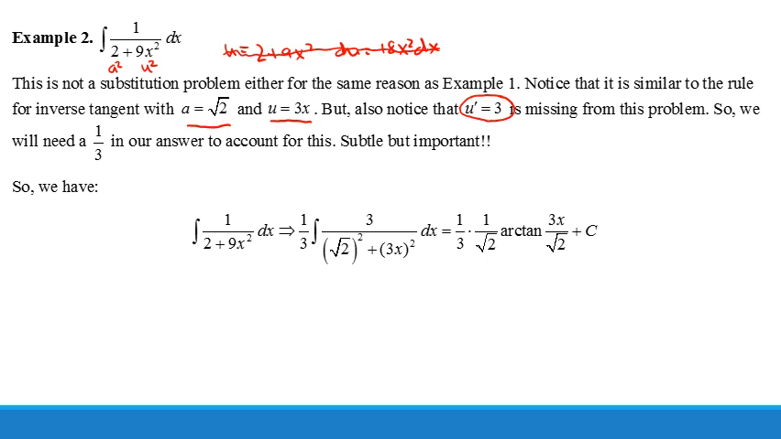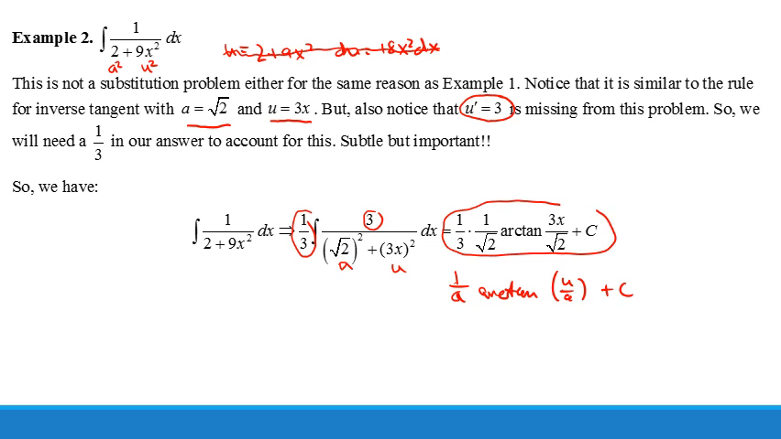Okay, so I rewrite the problem down here. The 1/3 that I was talking about is here. I went ahead and put in the 3 here. And notice that if those weren't there, they would cancel out and give me what I started with. Okay, so down here I have the square root of 2 squared plus 3x squared. So this tells me that this is a, and this is u. And so I use my formula, which says 1 over a arctangent of u over a plus c. And I just plug into that formula to get the final answer here.